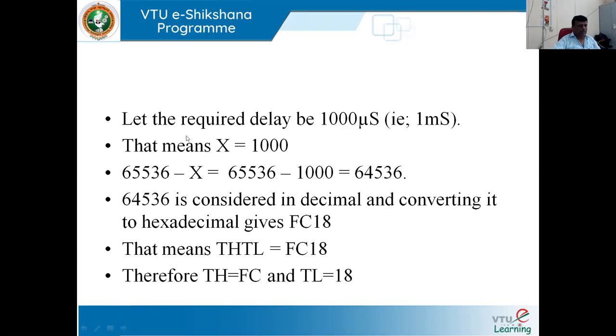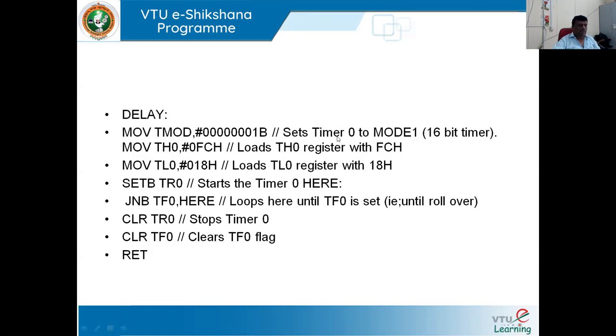So let us have a look at how to insert a delay, taking the same example. This is the delay program for the previous example. Set timer 0 to mode 1: MOV TMOD, #00000001. By loading this value, we are setting timer 0 to mode 1, that is the 16-bit timer. And then MOV TH0, #0FCH, and MOV TL0, #18H.